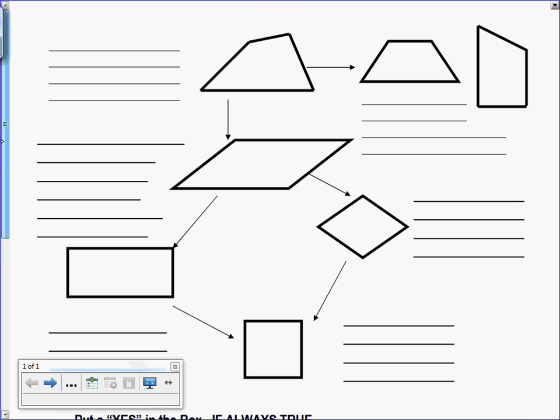So at the top of the page, we want to go ahead and label it quadrilaterals. I know there's not a lot of room, but we want to have a title for our page.